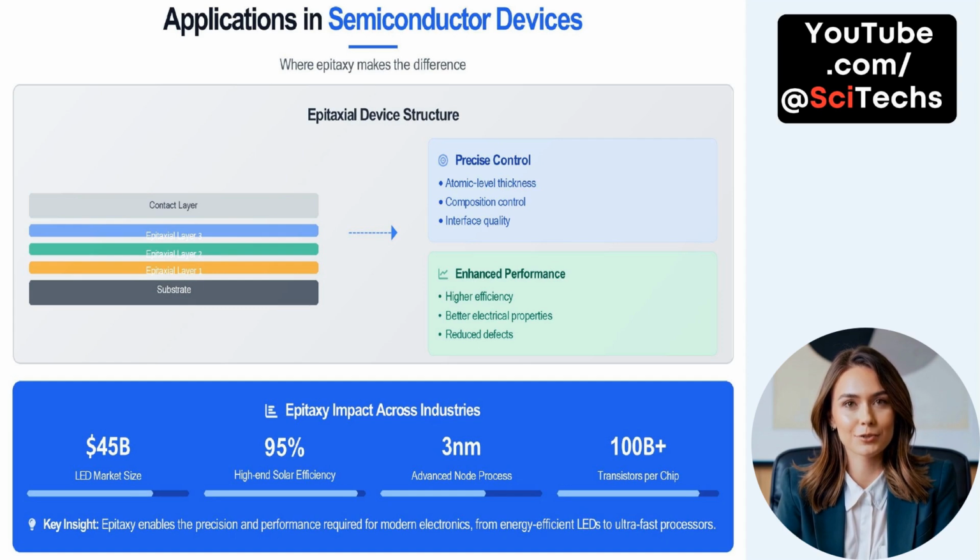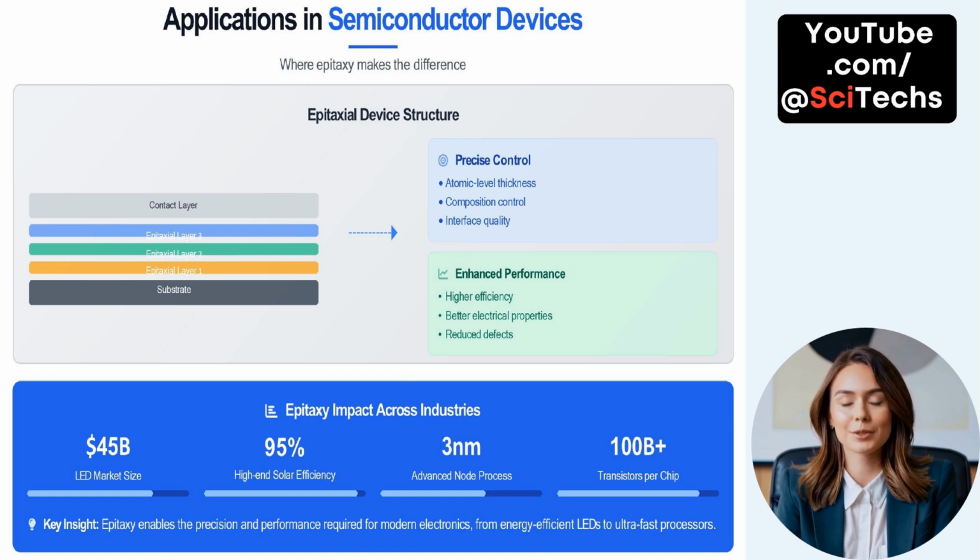Applications in semiconductor devices. Epitaxy plays a foundational role in enabling modern semiconductor devices by offering both precise control and enhanced performance at the atomic level. In an epitaxial device structure, layers are grown sequentially, starting with the substrate, followed by multiple epitaxial layers, and topped with a contact layer. This allows atomic-level thickness control, critical for device miniaturization and consistency.